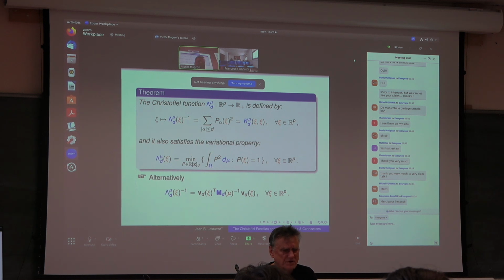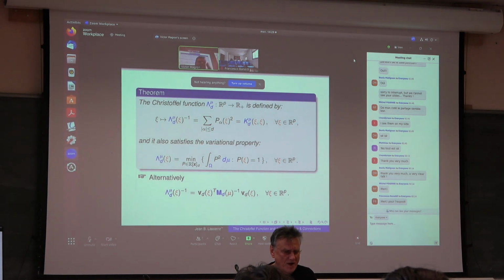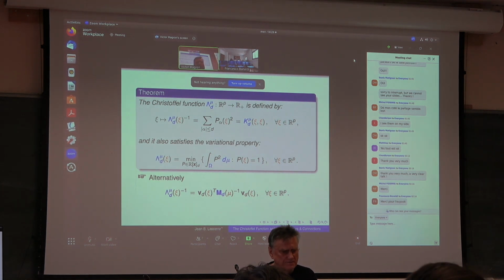And the Christoffel function, there are several ways of defining it. We have seen already one. I give you two others. So it's just the diagonal of the Christoffel-Darboux kernel, so it's just sigma of p alpha of psi squared. So it's a function you can evaluate on the whole space R^p, right? And it's just to take the diagonal of the Christoffel-Darboux kernel. It has also a nice variational property.